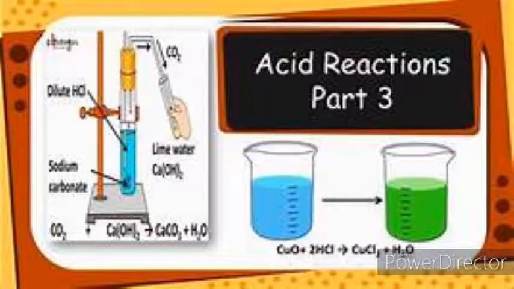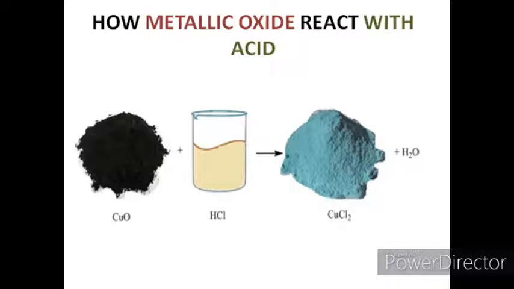Hi class 10th. Today we are going to start with the next part of the same chapter, that is acids, bases and salts. So our first topic is how metallic oxides react with acids. Let's take the example of copper oxide, which reacts with hydrochloric acid. In this reaction you can see double displacement will occur.